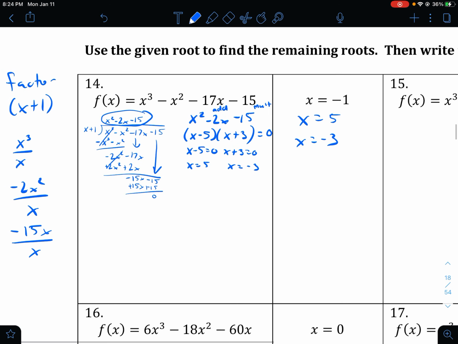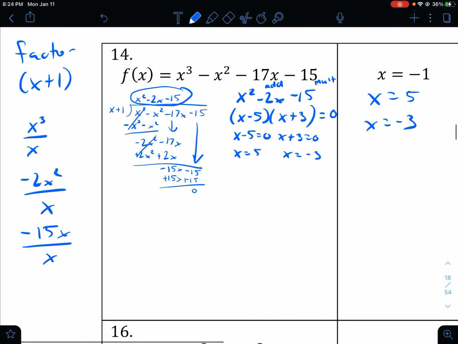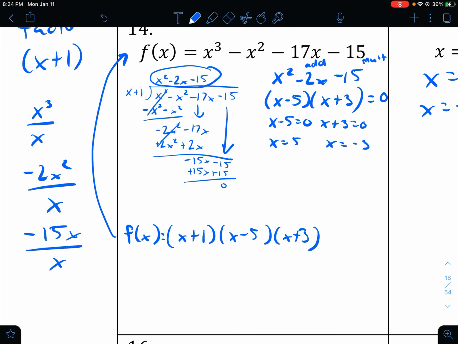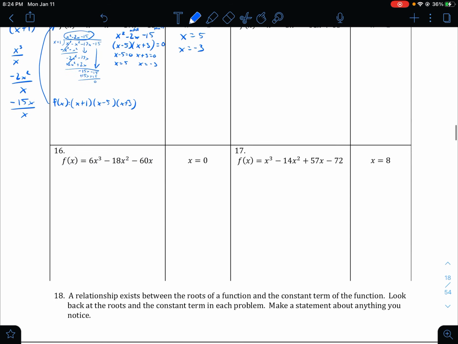All right. If you wanted to write this in factored form, it would be f of x equals x plus 1 times x minus 5 times x plus 3. If you're really bored and you wanted to, to show that this was equal to the original, you could go ahead and FOIL and multiply and distribute and have a fun time. All right.